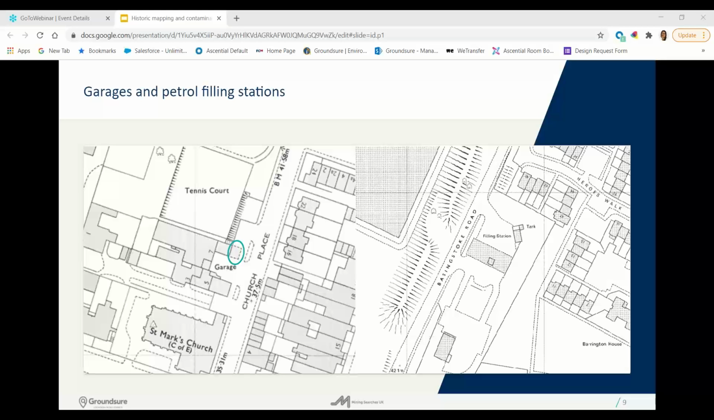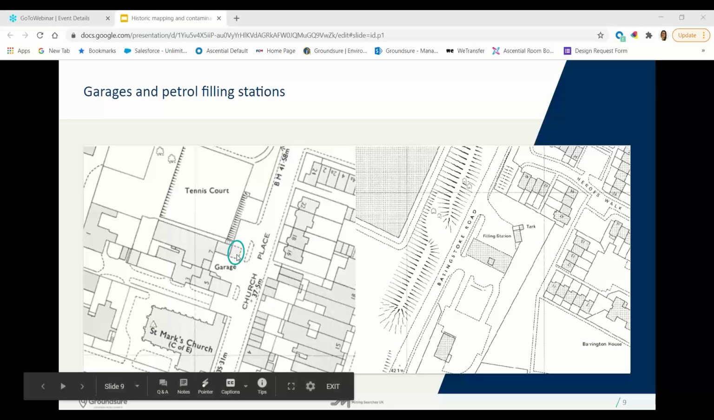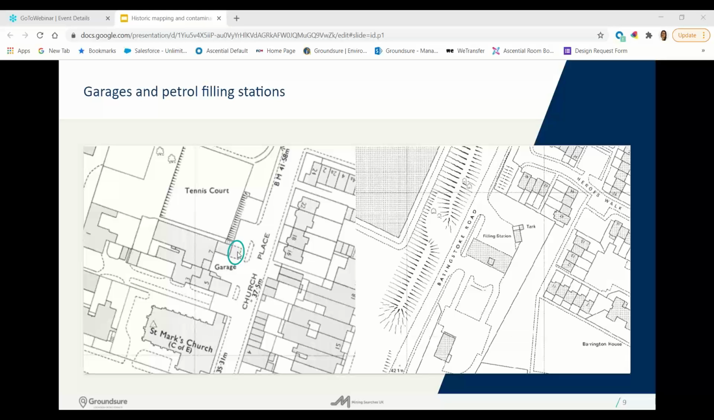A canopy, as these are open-sided structures, will be represented on mapping with things like dashed lines, like what you see on the screen here, rather than a solid line, such as can be seen in the image on the left.